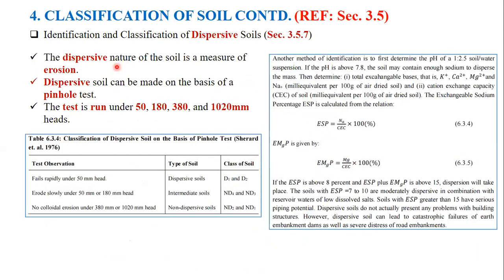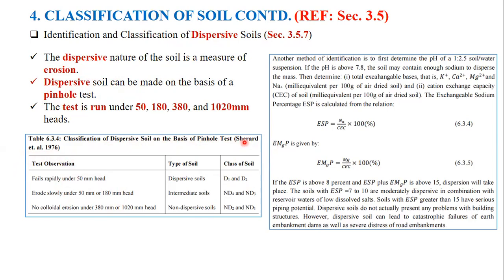And then identification and classification of dispersive soil, section 3.5.7. The dispersive nature of soil is a major cause of erosion. That means due to erosion, a dispersive nature of soils may exist. And dispersive soil can be identified on the basis of the pinhole test. This is the recommendation of the pinhole test, classification of dispersive soil on the basis of the pinhole test.